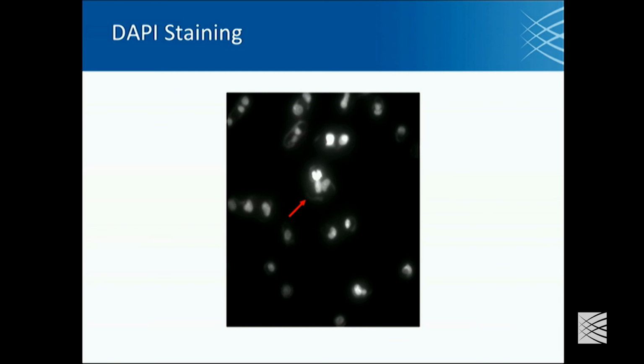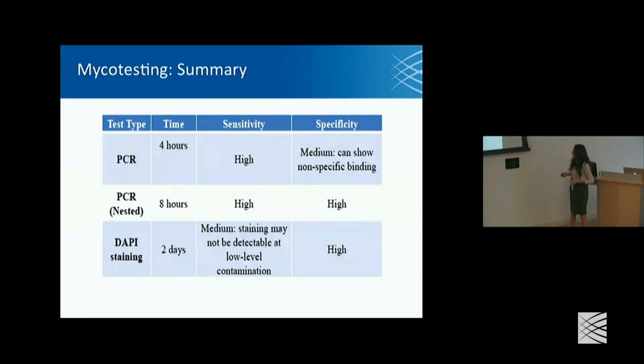With DAPI staining, I guess this image isn't entirely clear, but what you would see is a little ring around your cell nuclei, suggesting that there's micronuclei on the cell membrane. So a quick summary on mycotesting methods. PCR is incredibly sensitive, whereas DAPI staining has medium sensitivity. Staining may not be detectable at low-level contamination. PCR can be medium with specificity because you get these nonspecific binding patterns, but if you conduct a nested PCR, the specificity is pretty high.